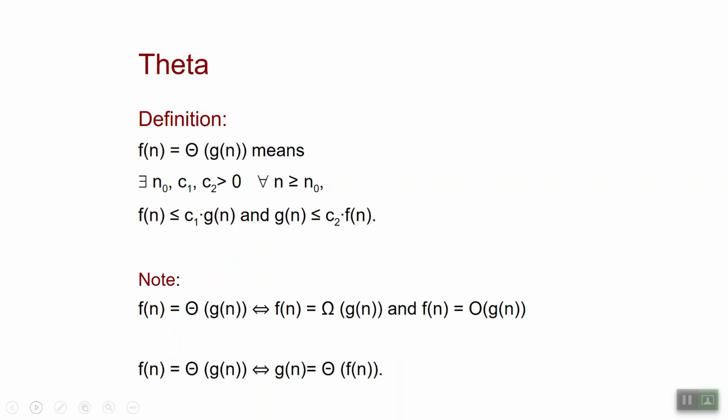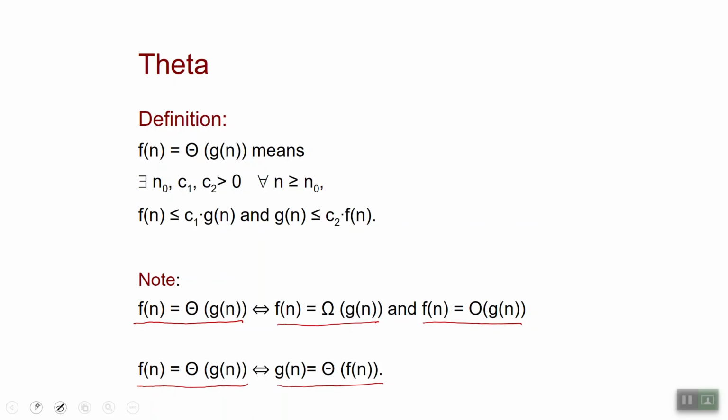The important thing to note is that f of n is theta of g of n if and only if f of n is omega of g of n, and at the same time f of n is big O of g of n. So theta is just saying that both big O and omega hold, and from this and the previous equivalences, you can also verify that f of n is theta of g of n if and only if g of n is theta of f of n.